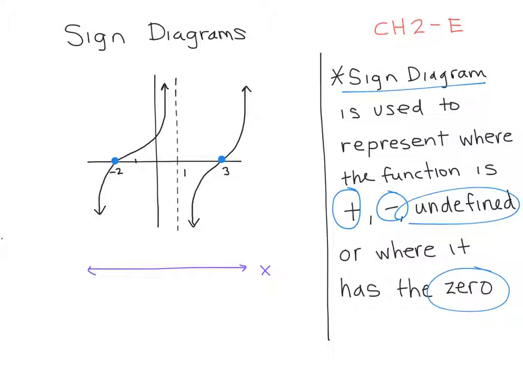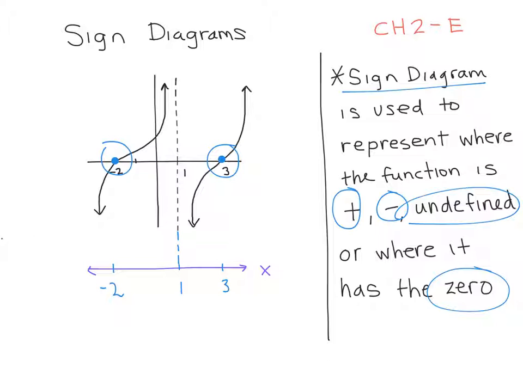Where it has the 0, in other words, where the y value is 0, those are at -2 and 3. We're going to write a tick mark at -2 and a mark at 3. Where it has the asymptote, in this case at 1, we're going to create a dotted line, representing that this is an asymptote. Now, we're almost there.